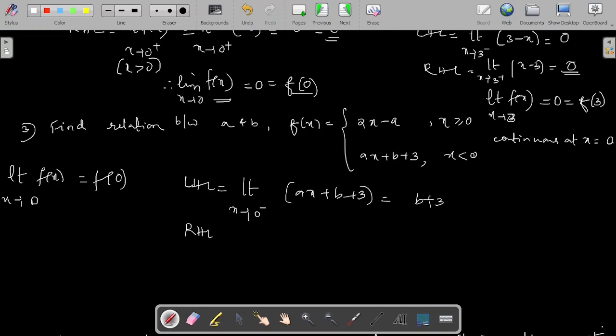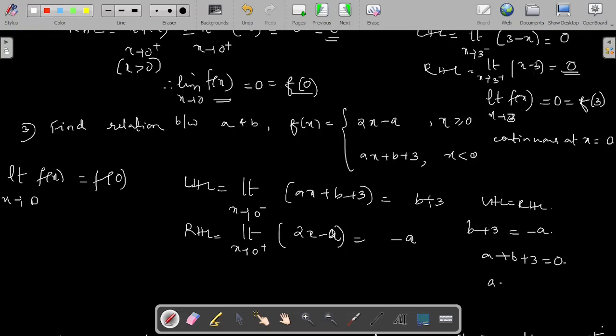Now RHL equals limit x tends to 0 from the right, x greater than 0. I will choose this function, 2x minus a. So put x equal to 0, you will get minus a. Now LHL equals RHL, because the function is continuous, so the limiting value exists. So b plus 3 must be equal to minus a, that is nothing but a plus b plus 3 equal to 0, or a plus b equal to minus 3. This is the relation between a and b when the function is continuous at x equal to 0.